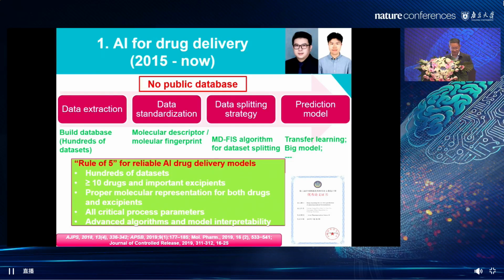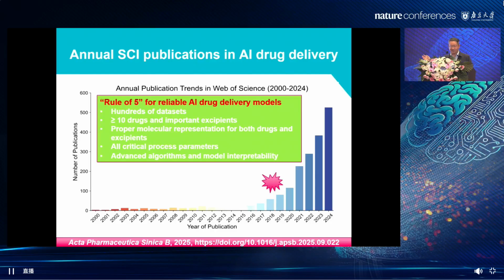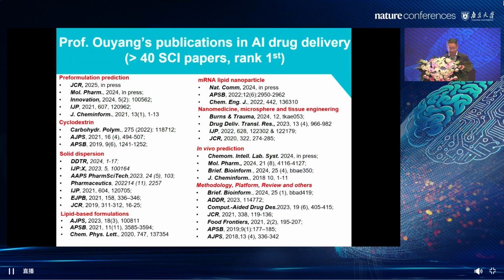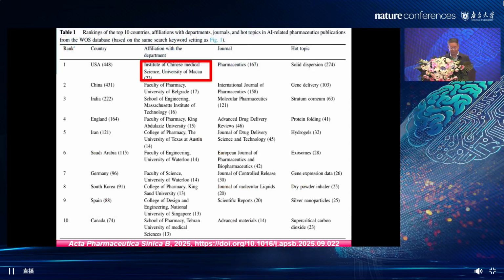And also, we developed the rule of 5 for reliable AI drug delivery systems. We can see in this area, before 2018, the annual publications were just tens of papers. However, after we developed the key methodology of AI, in the last 5 years this area has grown sharply, and last year it was over 500. Our group works in this area and has published over 40 papers, which is ranked first.